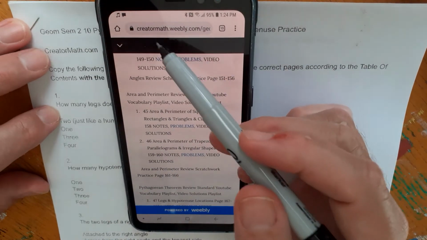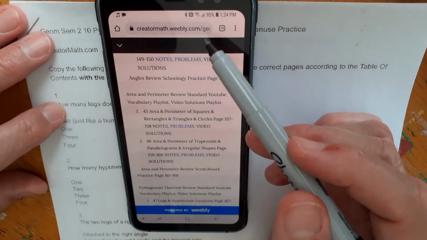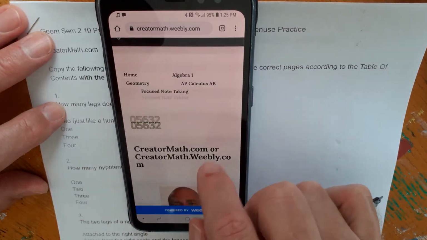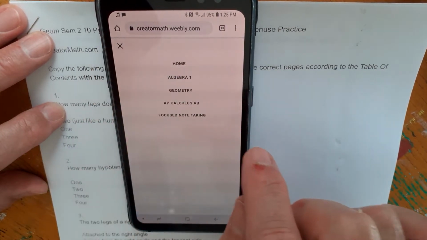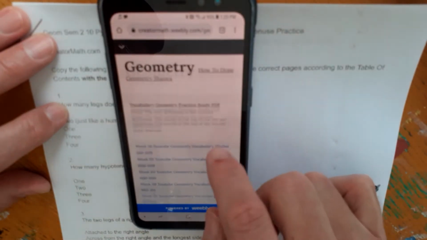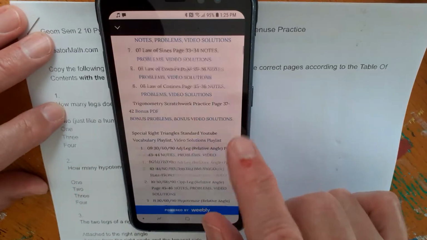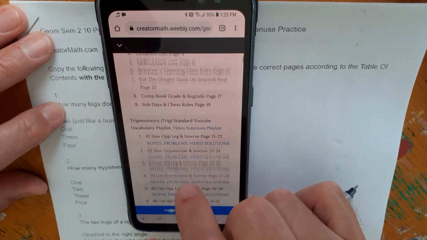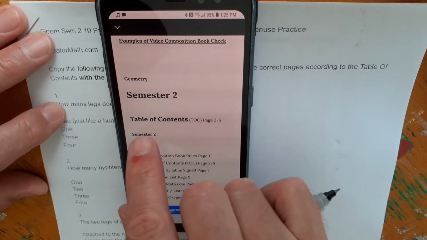So just to show you, creatormath.weebly.com, the home page looks like this. Make sure you're under the Geometry tab. Pass by the vocabulary and find this unit. This is the table of contents, right? I'm going a little fast here. Semester 2, table of contents.